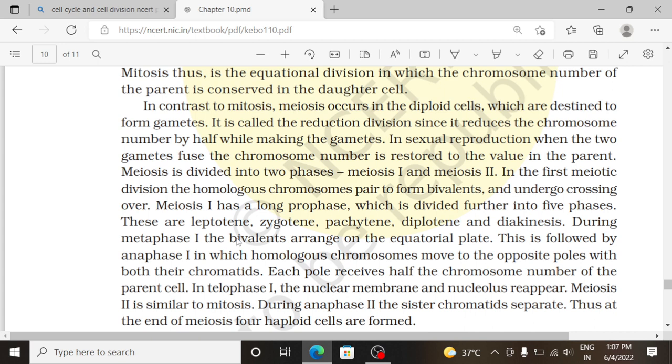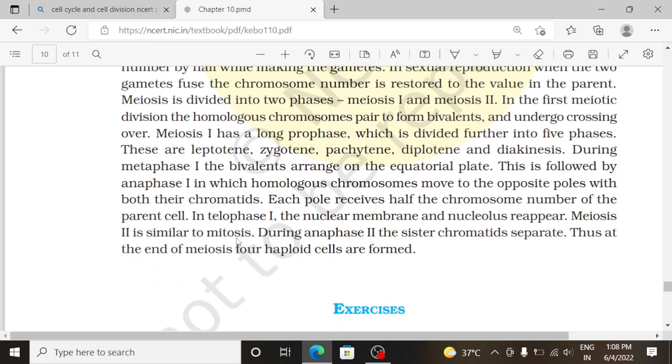Meiosis 1 has a long prophase which is divided further into 5 phases. These are leptotene, zygotene, pachytene, diplotene and diakinesis. During metaphase 1, the bivalents arrange on the equatorial plate. This is followed by anaphase, in which homologous chromosomes move to the opposite poles with both their chromatids. Each pole receives half the chromosome number of the parent cell.